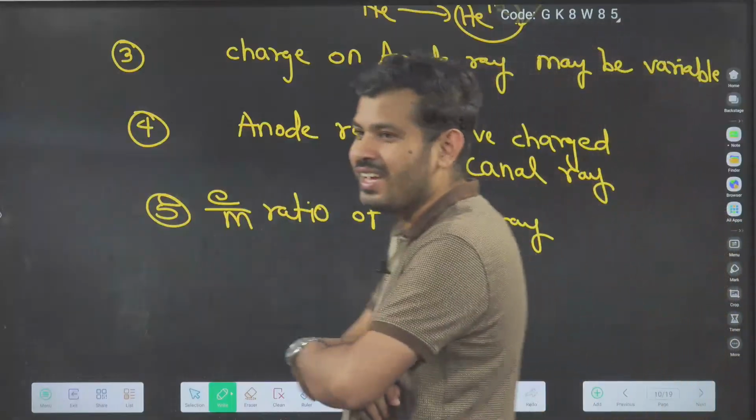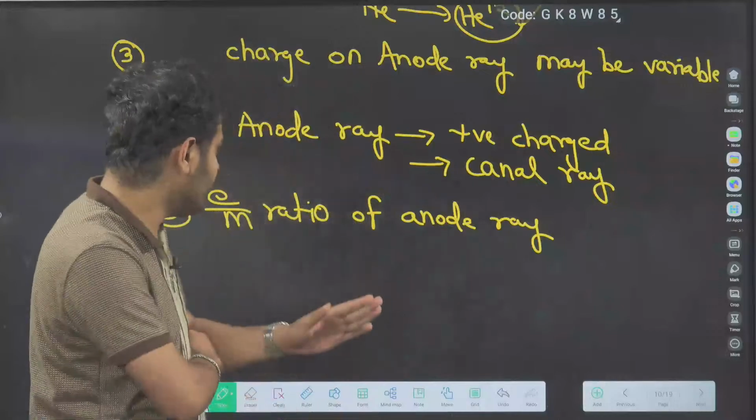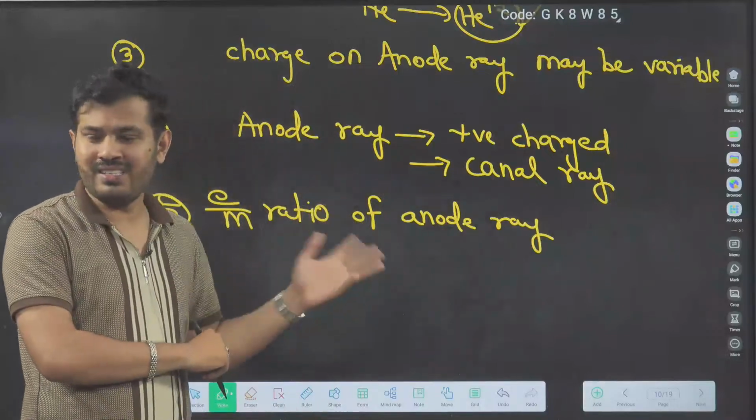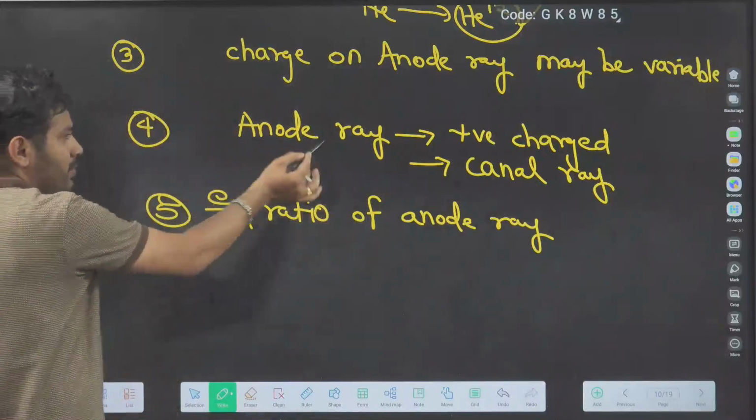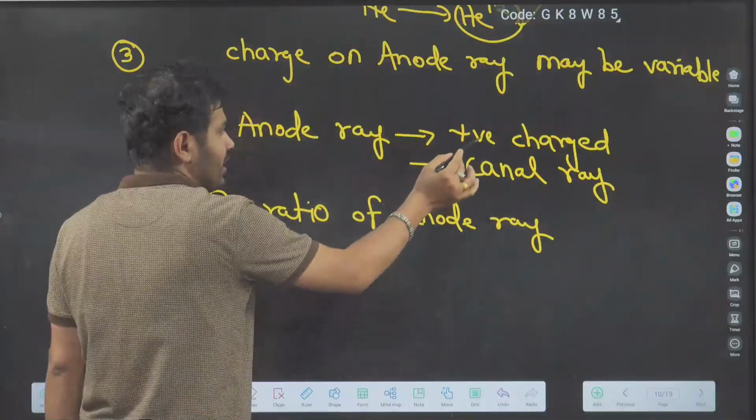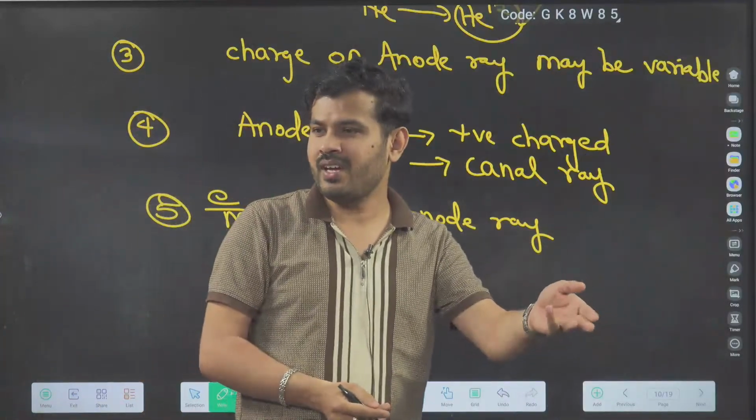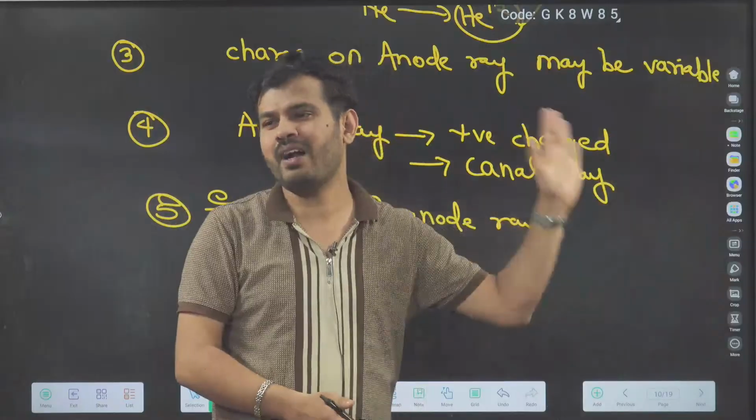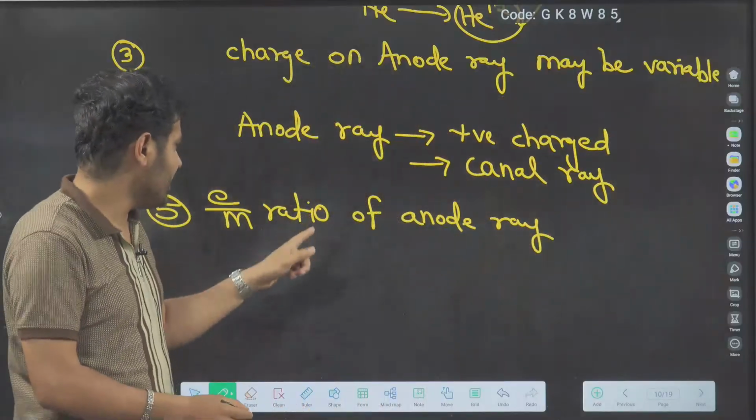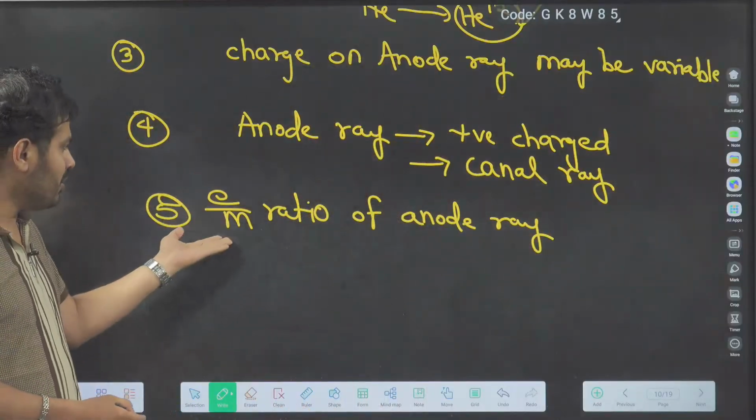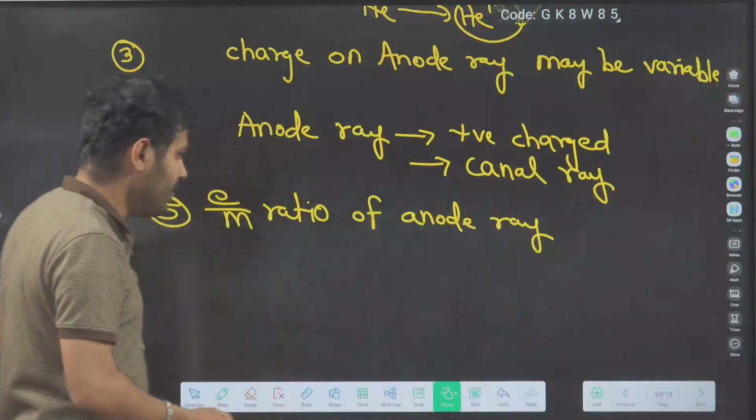The reason is, in the anode ray experiment, I told you that the positive charged particle itself is different. Anode ray means positive charged particles, and the particle may be H+, maybe He2+, maybe X+, Y+, Z+, any particle is possible. So some positive charged particle is there. It may have different masses. That's why the E/M value is different.